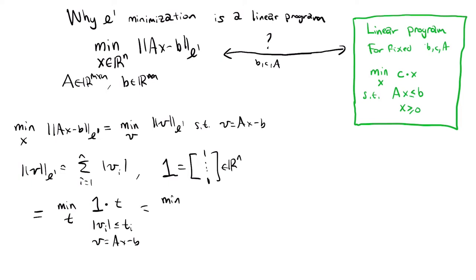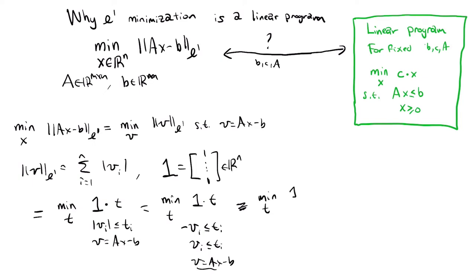Furthermore, we can rewrite this. The constraint can be recast as v_i is less than or equal to t_i, negative v_i is less than or equal to t_i, and v equals Ax minus b. Since t is now what we're minimizing over, v is actually just a dummy variable. We don't really need it at this point.